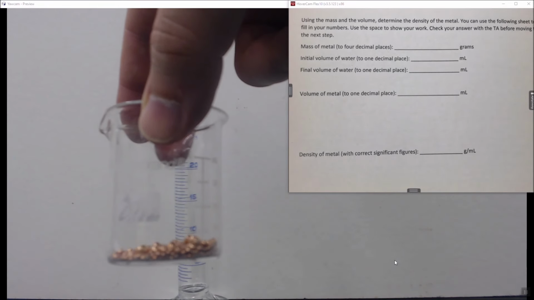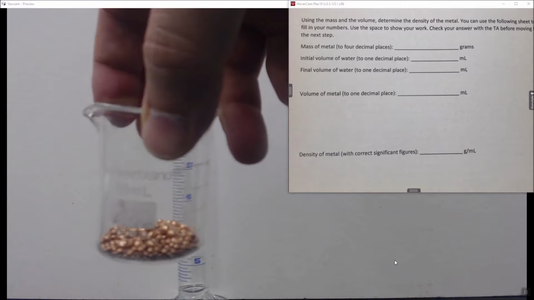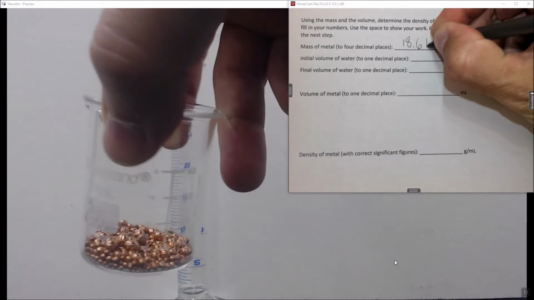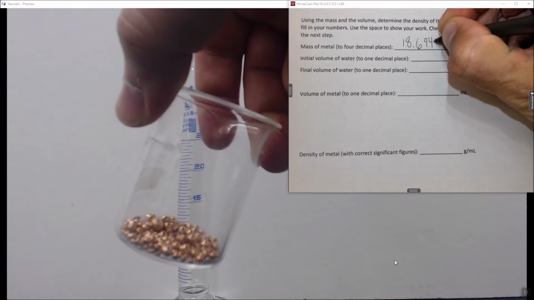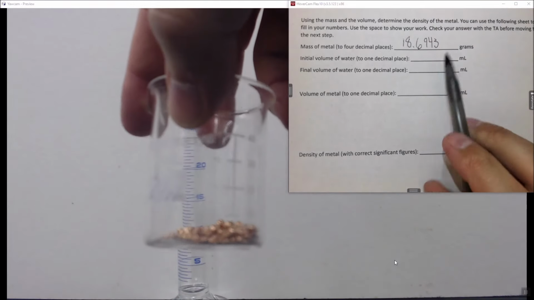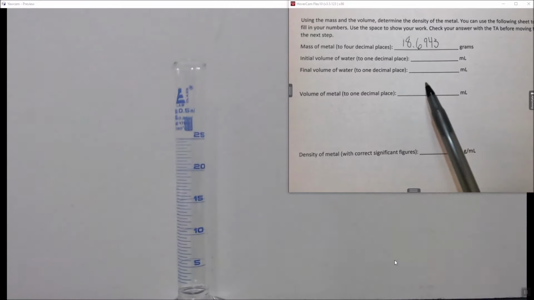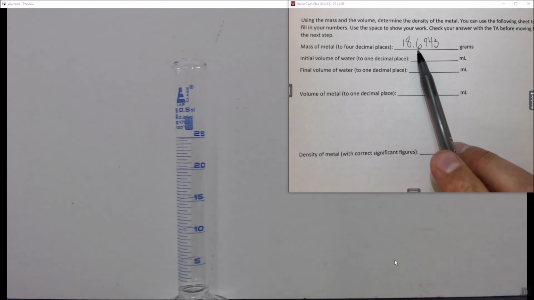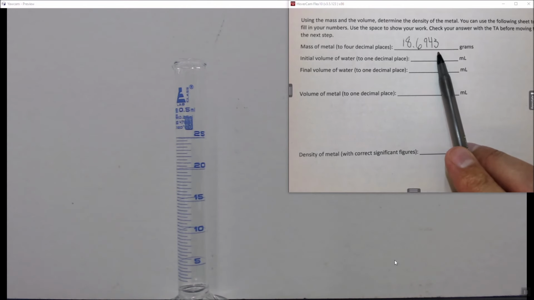As you can see here, Jesse has already added the metal to the beaker. And in his case, he added 18.6943 grams of metal into the beaker. Note that the balance gives us 4 decimal places. Okay, we bought 4 decimal place balances. We need to record all 4 of those decimal places.